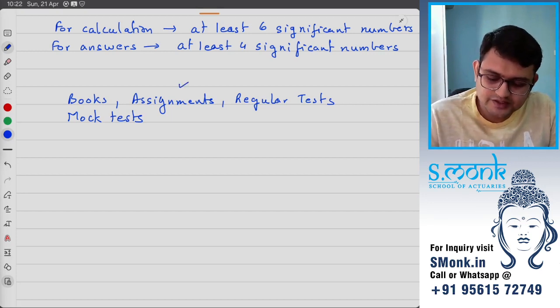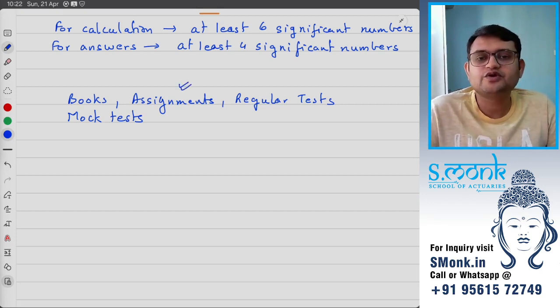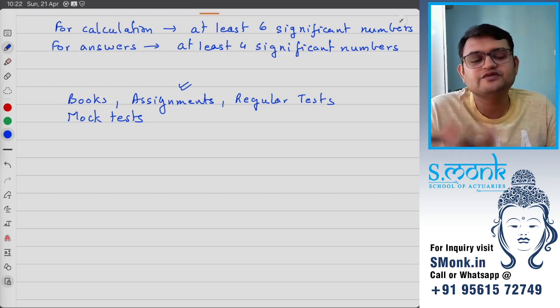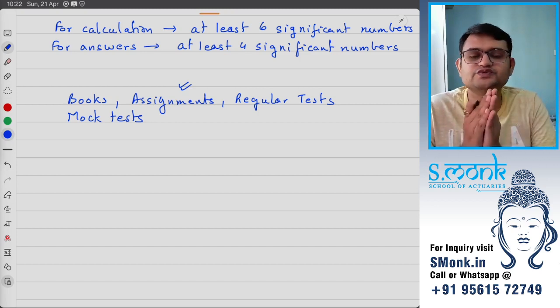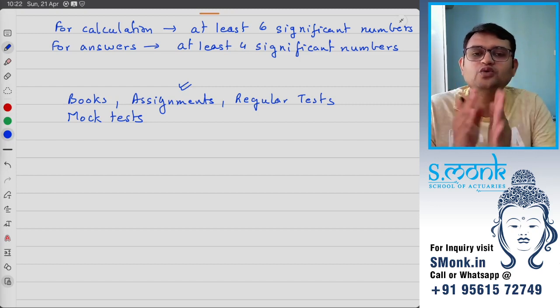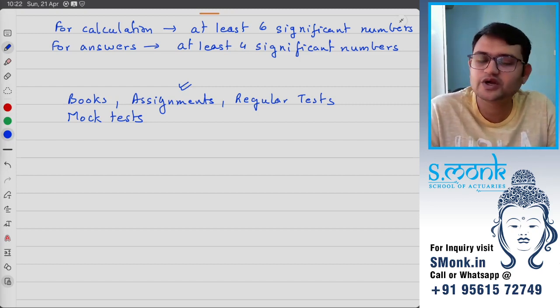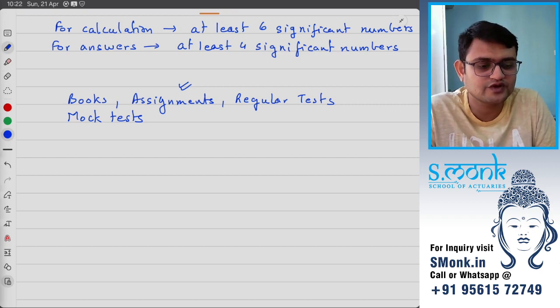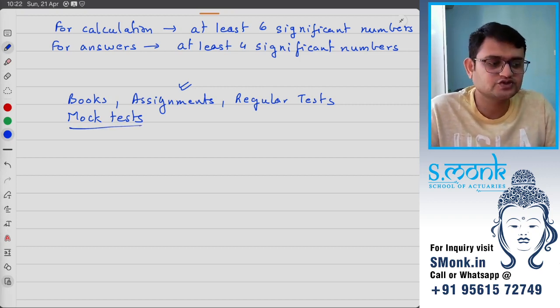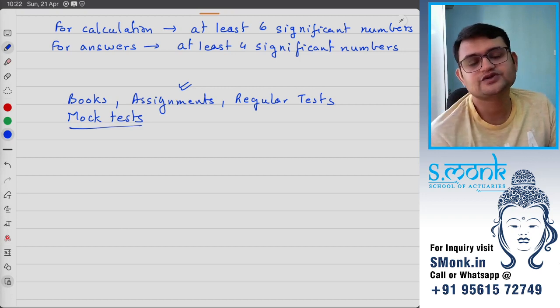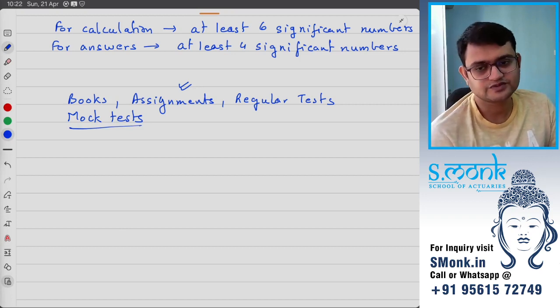Assignments are nothing but chapter wise questions from previously asked examinations. So the questions will be very similar to how they ask in the examinations. You will not have any problem. You will get practice of the exam itself. Then we have mock tests, so that you get practice of the examination before the examination.